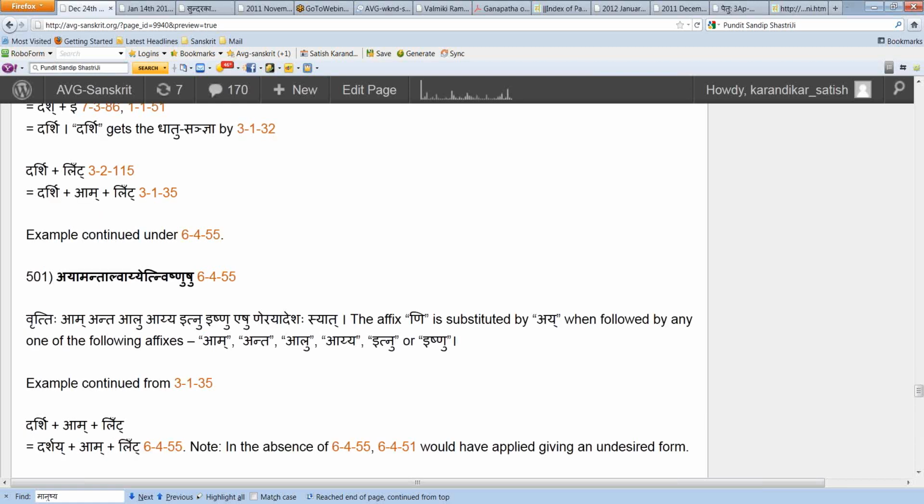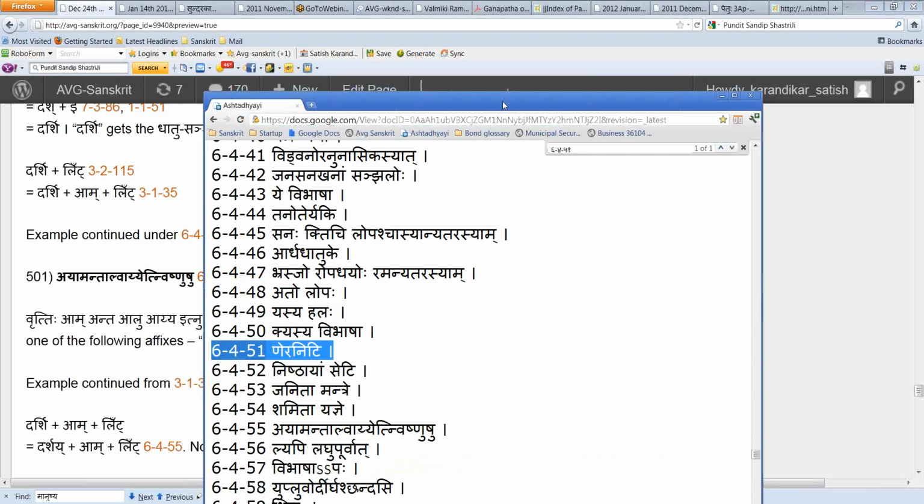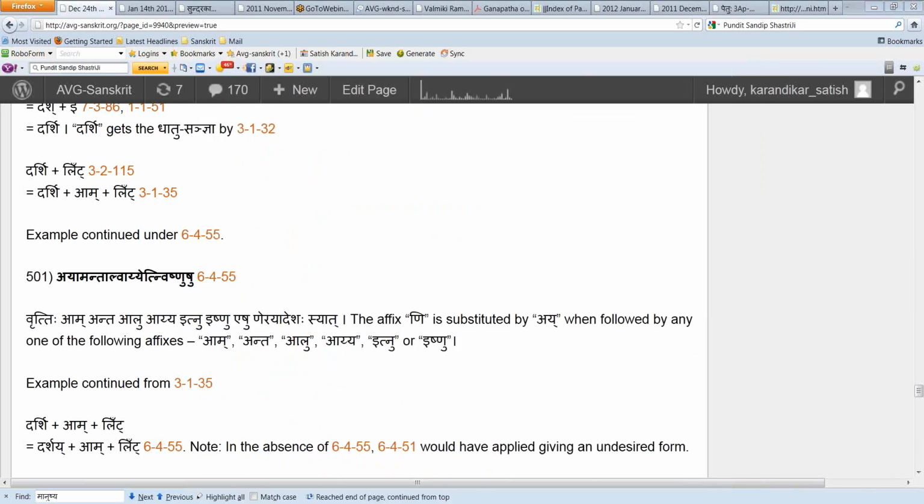Below that, 6.4.55, a special sutram, which says Ayamantalvayetnushnushu. This is a tongue twister. Ayamantalvayetnushnushu. So I is the adesha.